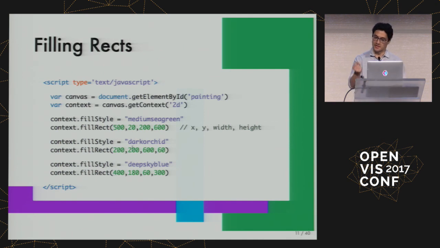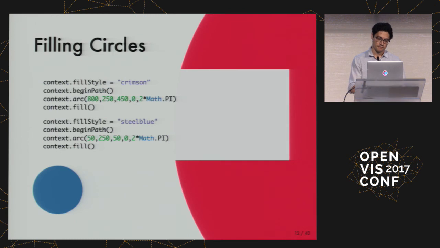Fill rect, you pass it an X, Y, width, and height, pass some arguments, and it immediately renders onto the canvas. It's immediate mode rendering. It doesn't keep any memory of this rect.